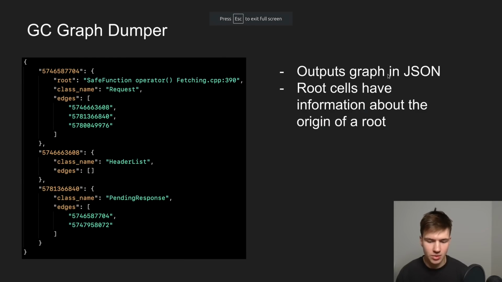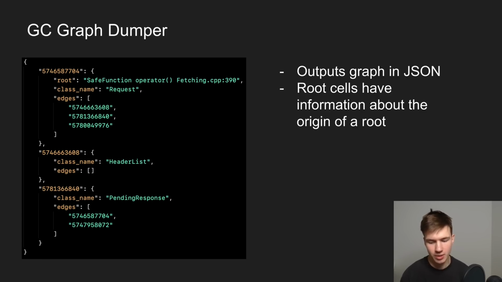Hey, the first thing that I would like to mention is the garbage collector graph dumper tool. Before its introduction, if you wanted to find out why a specific garbage collected object was leaking, there was no tool available for that purpose. But now you can obtain a JSON that provides information about each allocated cell, including its address, class name, and addresses of visited edges from a cell.